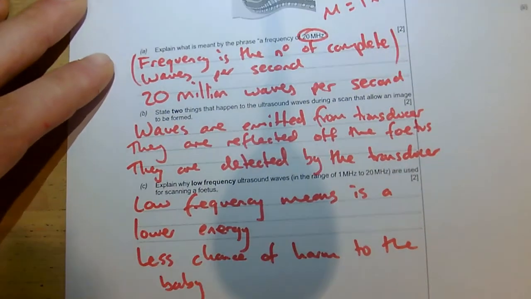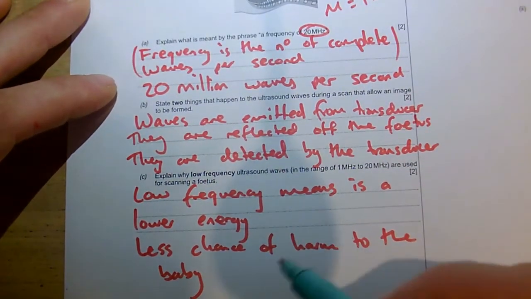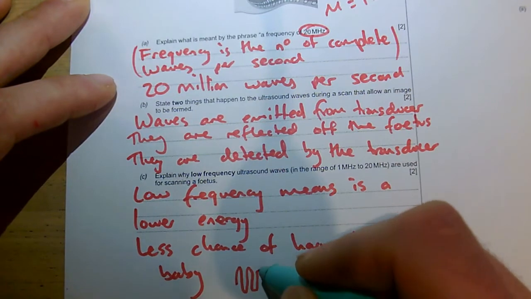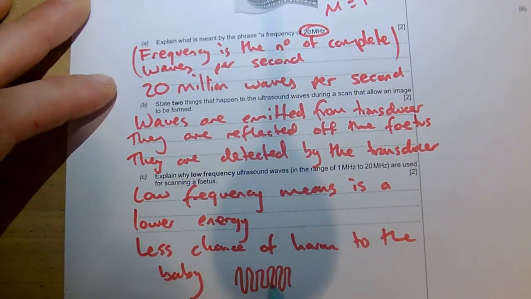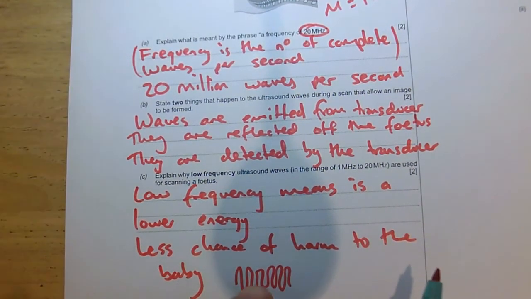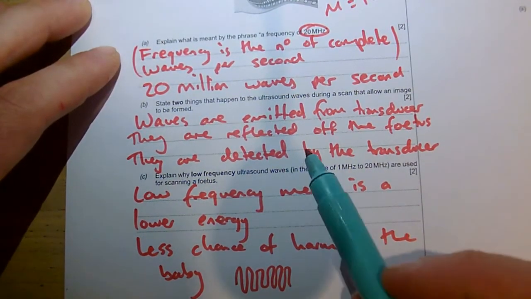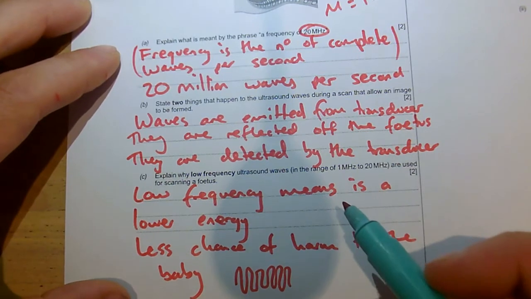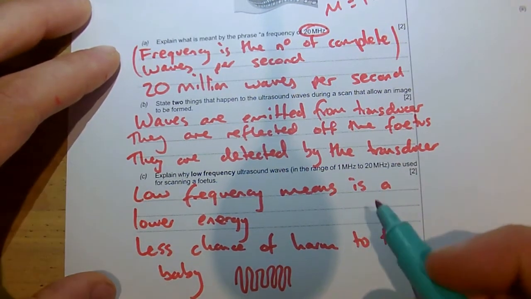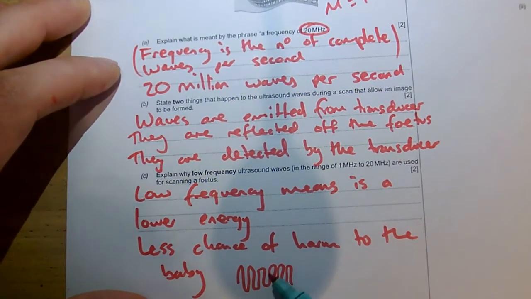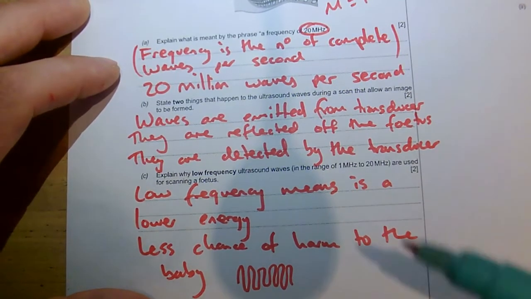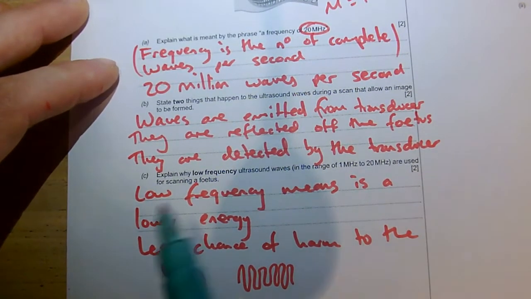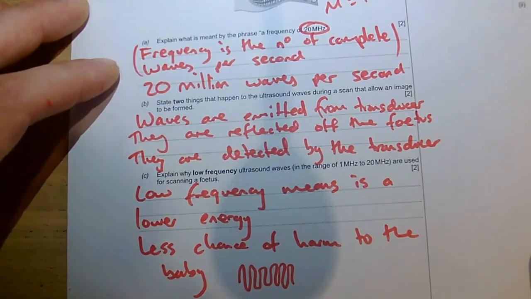If you have a really high frequency ultrasound wave, because the wave is oscillating so many times each second, it can actually cause some heating, or it could cause some other damage. One use of ultrasound is also to break up kidney stones, and obviously we don't want to do any kind of damage like that to a baby, so you would use a slightly lower frequency.